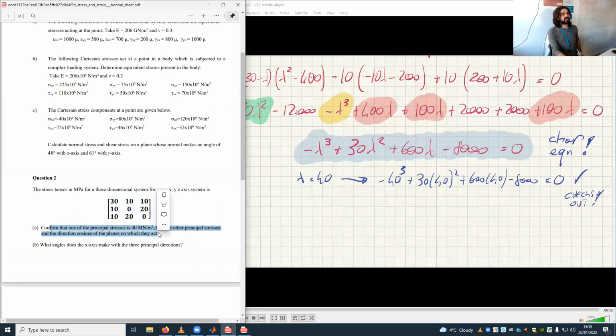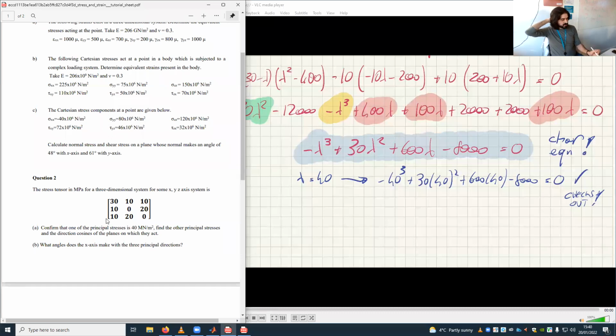Okay, so this is what you have to do if I ask you to confirm that one of the answers is a principal stress. You just substitute it into the characteristic equation, and it must be 0. Now, of course, this is 40, an integer number. If I'm asking you to check if 40.32 is a solution, that number is likely rounded off. That means you will not get exactly 0, but you'll get a number very, very close to 0. So if you get 0.1, let's say it checks out. Yes?